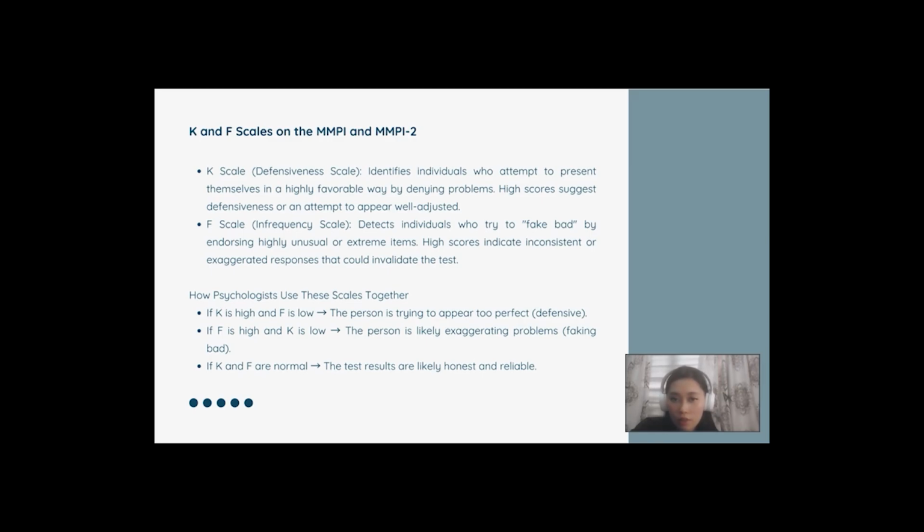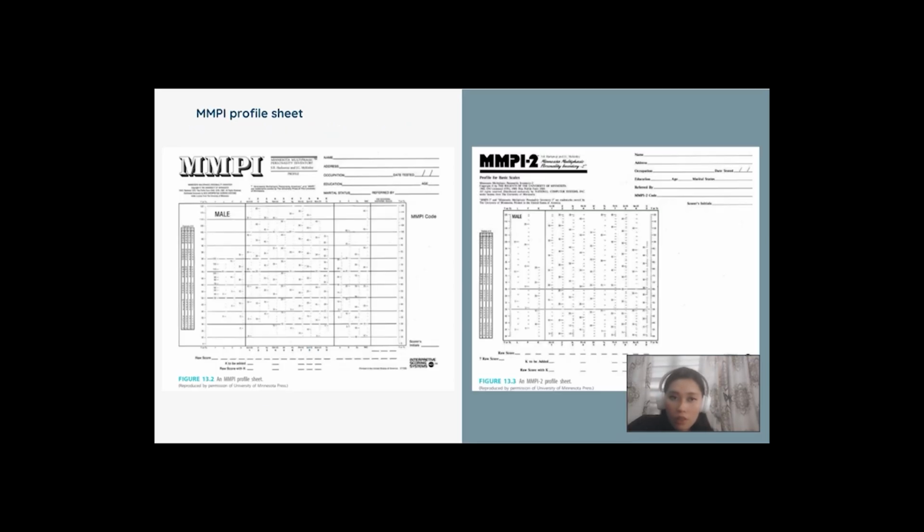If K is high and F is low, the person is trying to appear too perfect or defensive. If F is high and K is low, the person is likely exaggerating problems, faking bad. If K and F are normal, the test results are likely honest and reliable. So these scales help psychologists determine whether the test results are trustworthy. This is the profile sheet of an MMPI and MMPI-2.